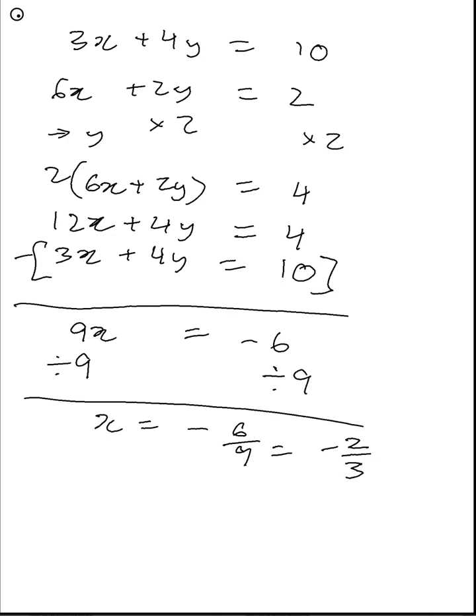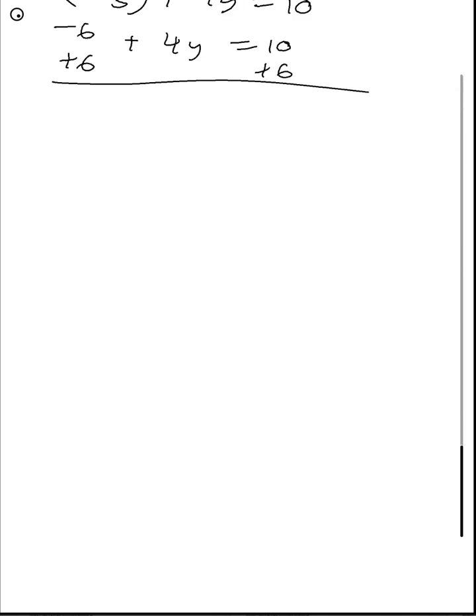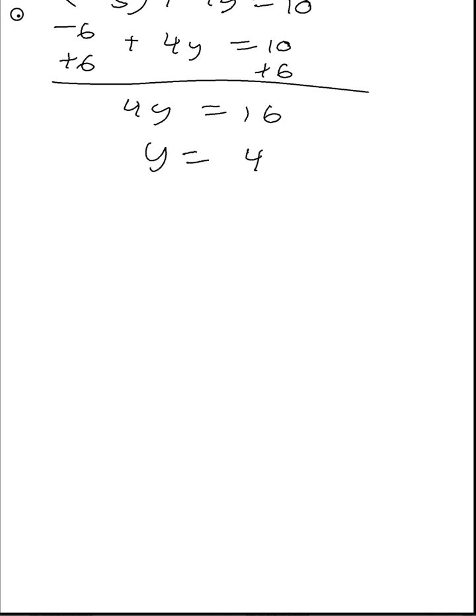Then you can plug this value of x back into our original equation, so 3 times minus 2 over 3 plus 4y is equal to 10. This is minus 2 plus 4y is equal to 10. So you can add 2 to both sides. Then from that, you get 4y is equal to 12. So then y is equal to 3 by just dividing by 4 on both sides. Giving our answer, we always write as x comma y is equal to minus 2 over 3 comma 3.